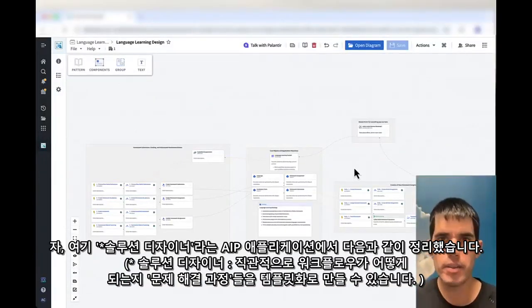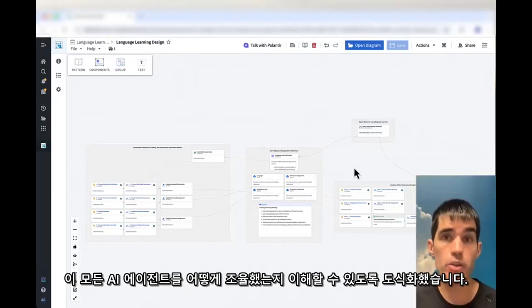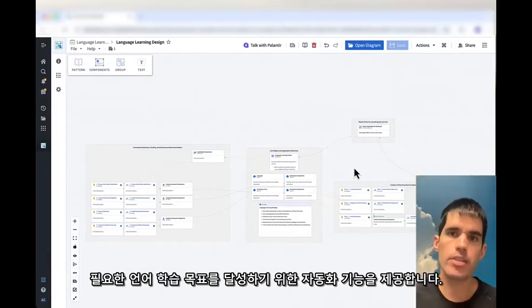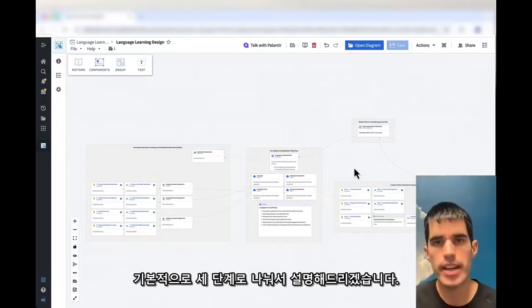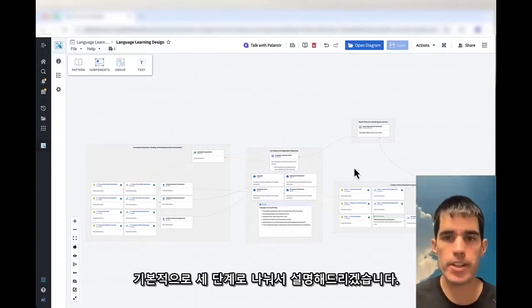Great. So here we are in an AIP application called Solution Designer, where I've put together a schematic so that you can understand how I have orchestrated all of these AI agents and automations to achieve the language learning goals that I need. I'm going to walk through this in basically 3 steps for you.